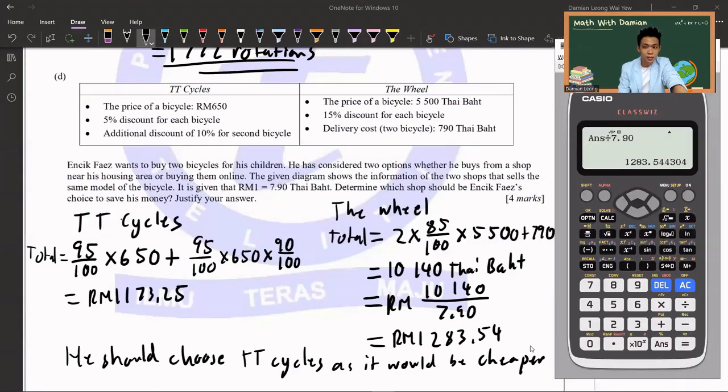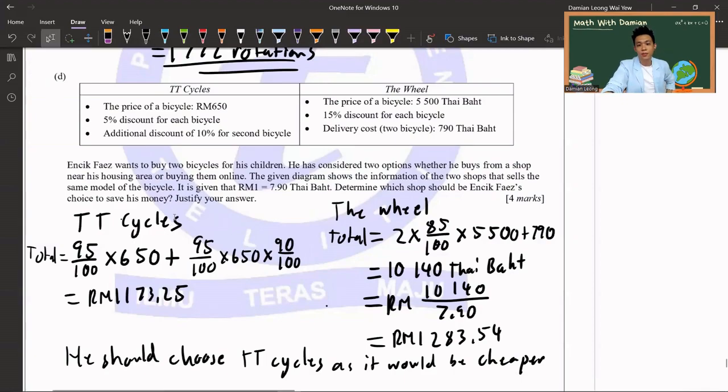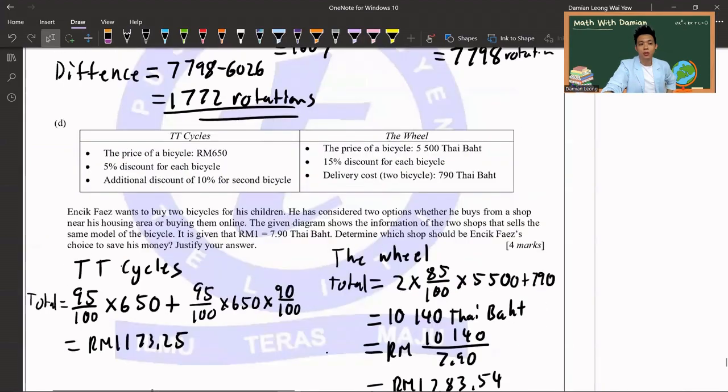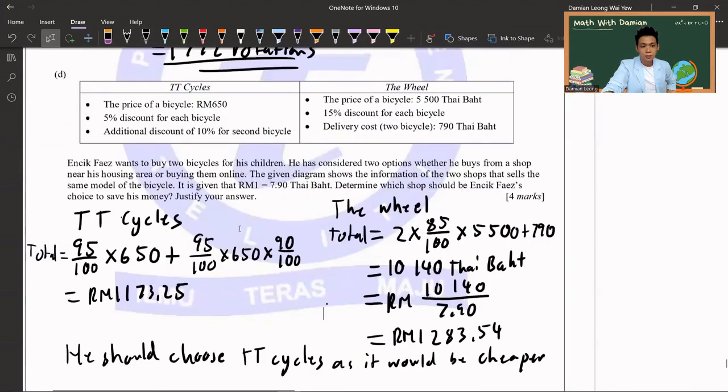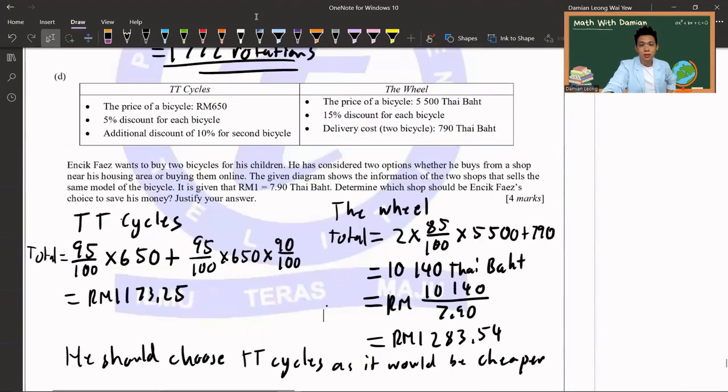Yeah, you can also convert this 1173.25 to Thai baht, means I times 7.9. Yeah, there you see. It's 9,268, which is less than this. So either way, it's cheaper for TT cycles. That's how we justify, by calculating both to compare and put them in the same currency in order to compare.